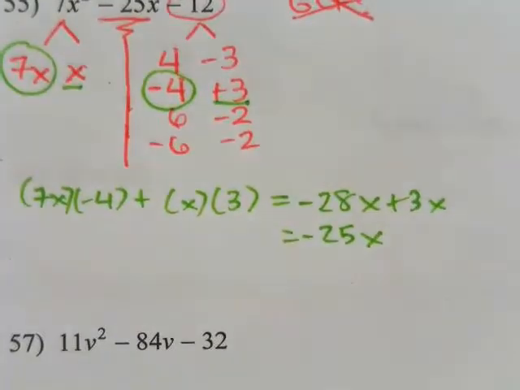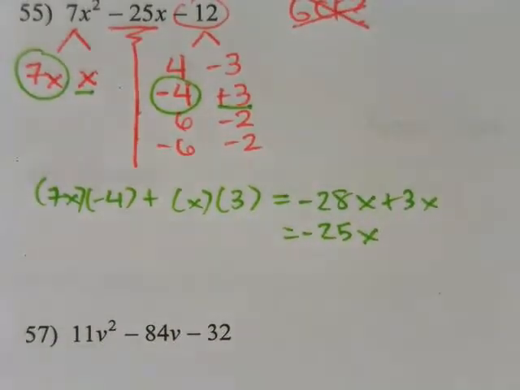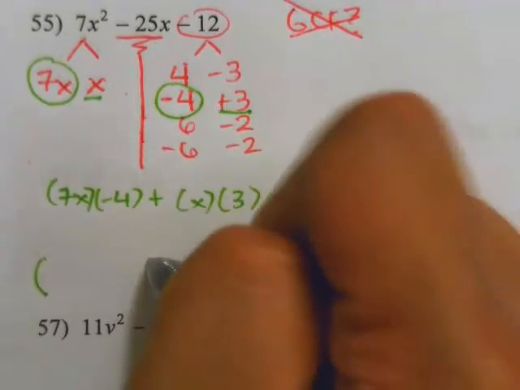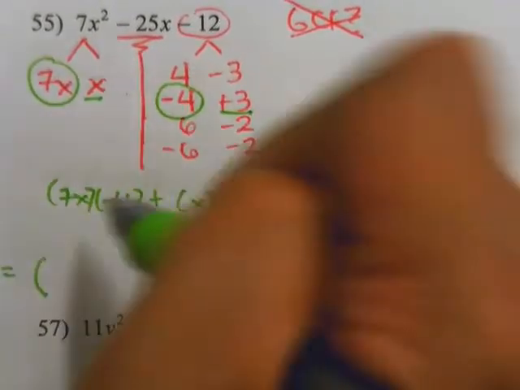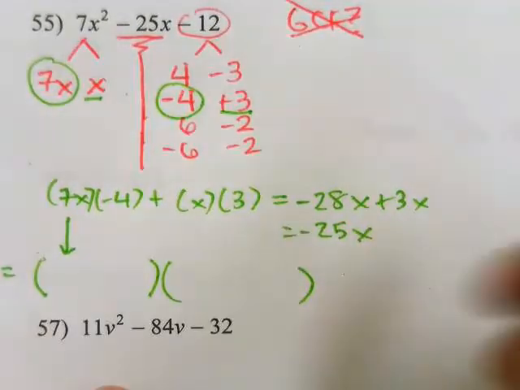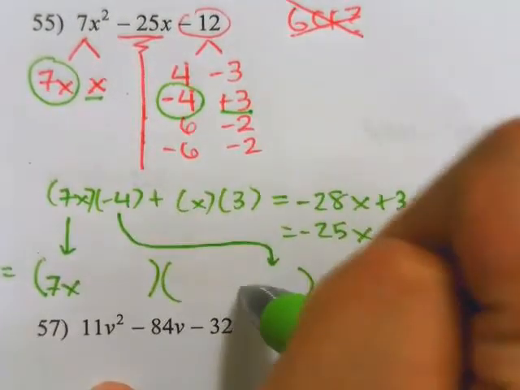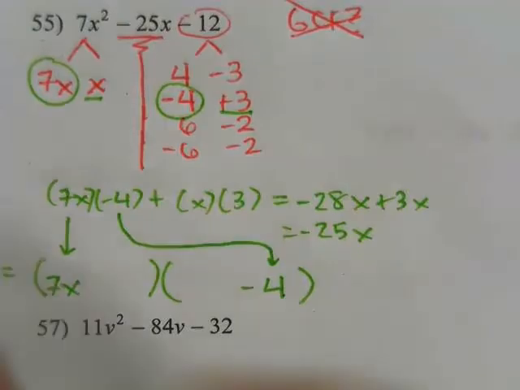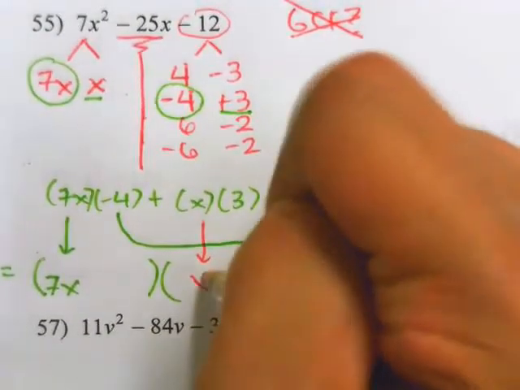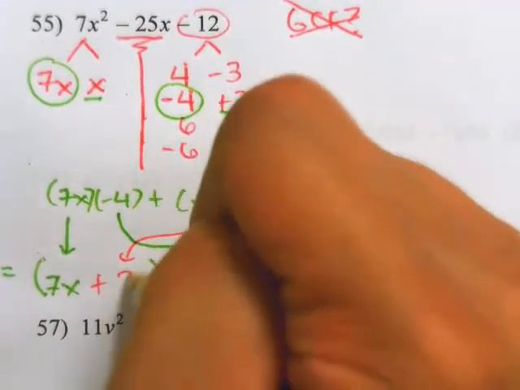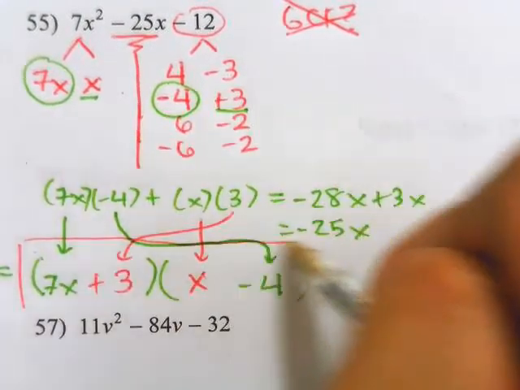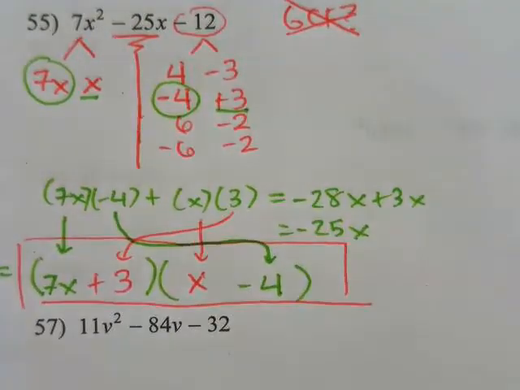So just be careful on how you're going to lay out the final answer. 2 parentheses like this. Where does the first pair that works go? Make sure they go on the outside, 7x minus 4. And then the second pair that works goes on the inside. Again, if you want to check your work, you guys can use FOIL or box method for that.